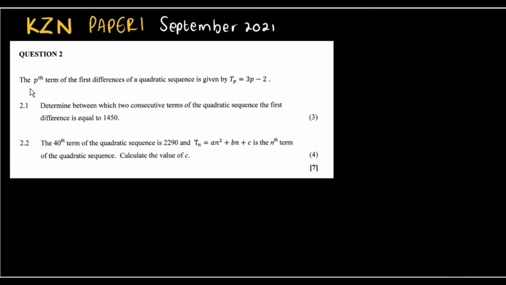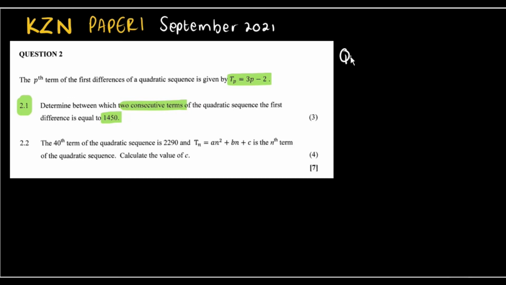They say the pth term of the first difference of a quadratic sequence is given by Tp is equal to 3p minus 2. Okay, so this is just the equation of the first difference of a quadratic sequence. 2.1 says, determine between which two consecutive terms of the quadratic sequence the first difference is equal to 1450. So let's actually put what they're saying in a picture.